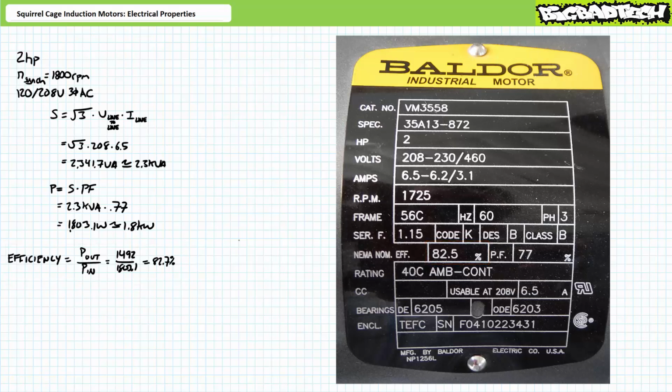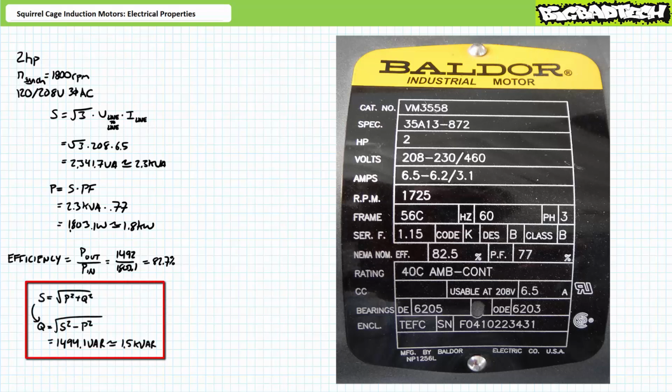Not directly specified on this nameplate is the amount of reactive power consumed by this motor at the rated condition. Even so, we should be able to calculate it given the data we have before us. An algebraic manipulation of the apparent power formula, solving for reactive power, demonstrates the motor consumes 1,494.1 VARs, or roughly 1.5 kilovars of reactive power. This amount of reactive power is cyclically exchanged between the supply and the motor and goes towards the establishment of the rotating magnetic field central to the operation of induction motors.